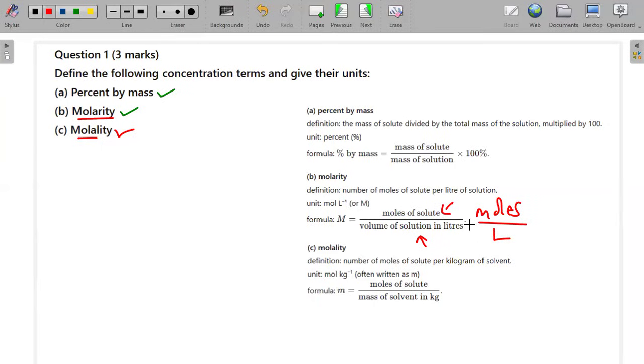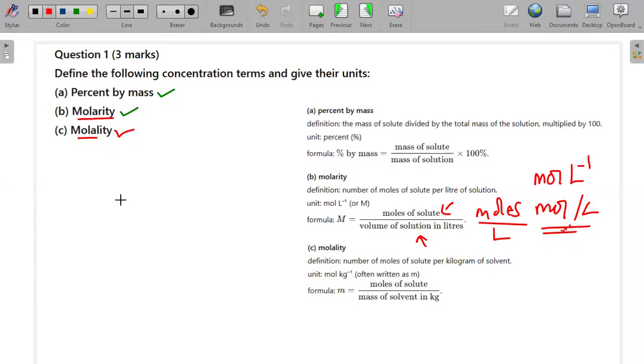There are some questions where they'll give you the volume in milliliters, or in any other units. So for you to find the molarity, you need to convert that volume to what? To liters, always. So that's the definition of molarity: simply the number of moles per liter of a solution, and the formula is there. The units are just moles per liter, or you can write it as moles times liter to the power minus 1. This is the same as moles per liter.